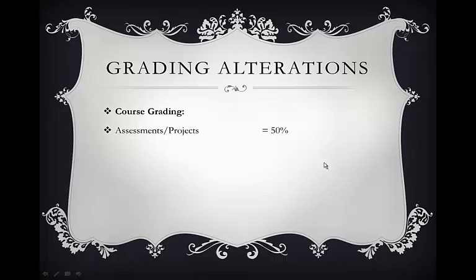A little bit of difference in terms of the grading is that projects are going to be about 50% of the grade, homework about 30%, and these minor supporting details about 10% of the class.